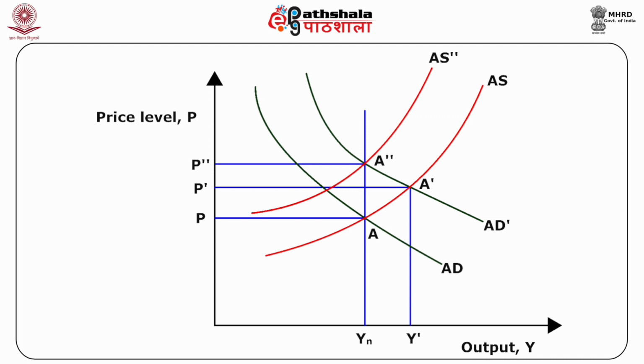This happens because the output in the short run is more than the natural level of output. The price level is higher than what the wage setters expected. They therefore revise their expectations, which cause the aggregate supply curve to shift up over time. The economy moves up the new AD curve, that is AD dash. The adjustment process continues till the output returns to the natural level of output.